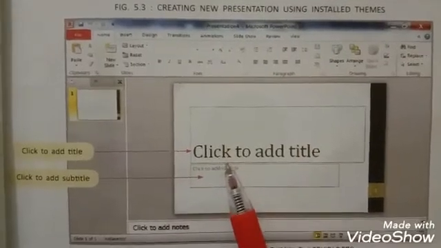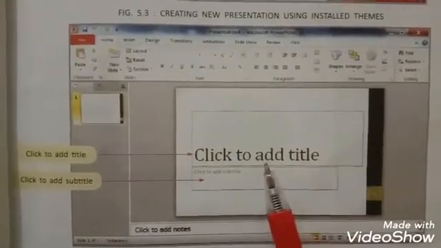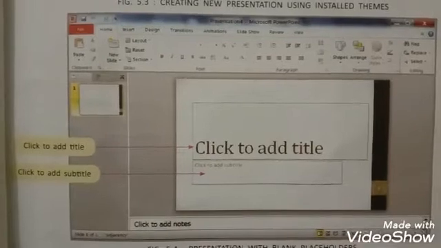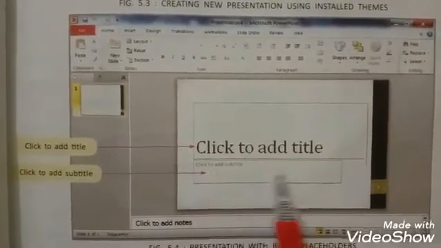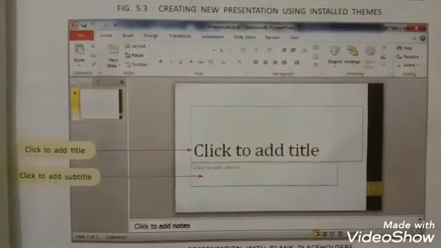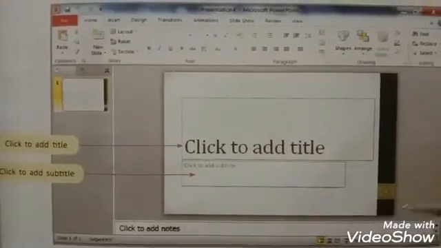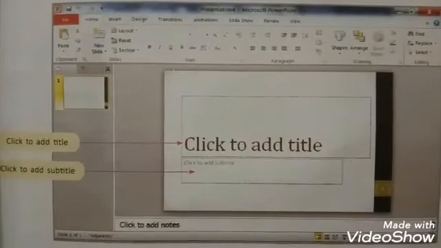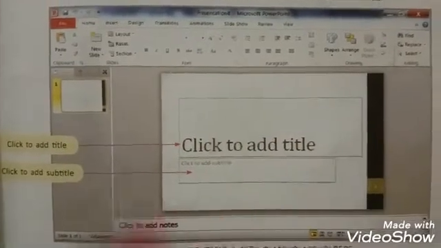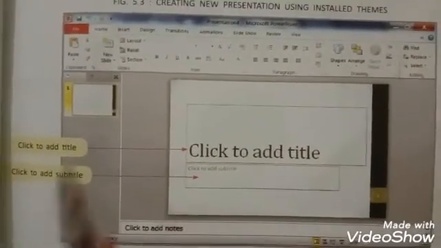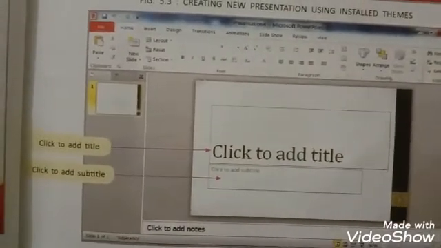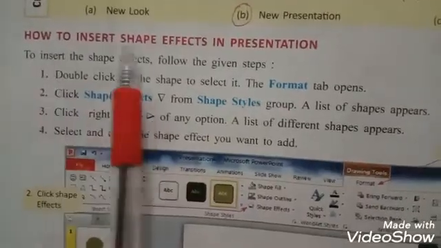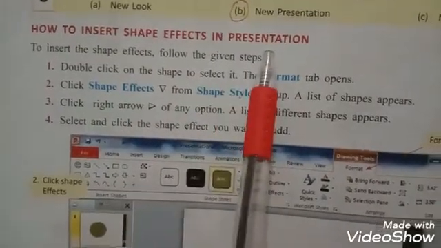Click to add title to type your title and click to add subtitle to type your subtitle of the slide. These are 3 different ways which you can use to create a new presentation. Next one is how to insert shape effects in presentation.